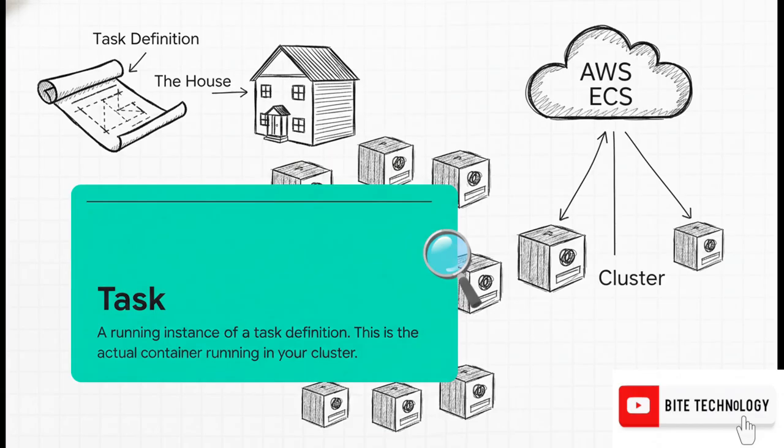So if the task definition is the blueprint, what's the actual house? Well, that's the task. It's that simple. A task is a running instance of your task definition. So whenever you hear task, just think, okay, that's my container, or maybe a small group of related containers, actually up and running inside my cluster.